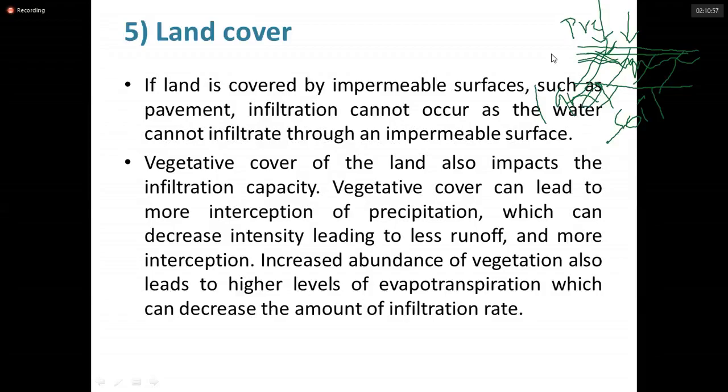Vegetation cover of the land also impacts the infiltration capacity. What will happen if your land is fully covered with these trees, bushes? Most of the water will be lost through the interception. So this vegetation captures the water as interception and it is lost through evaporation. So the amount of water which reaches the land is very less. So if the vegetation cover is very high, the infiltration is very low.